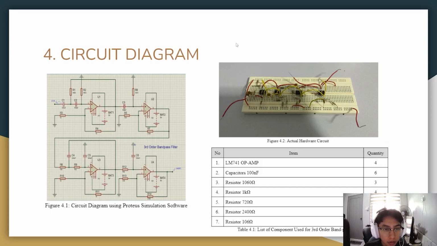So for my part, this is the circuit diagram. Figure 4.1 is the circuit diagram using Proteus simulation software, and from this design we convert it into actual hardware connection. So this is what it looks like when we connect all of the components. And table 4.1 is the list of components that we used to construct this third-order bandpass filter.